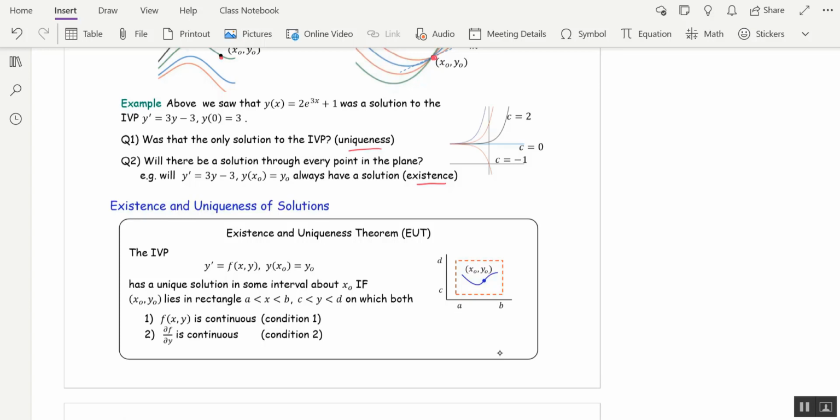And the conditions are, the function f has to be continuous for all x, y in a little rectangle around that point. It doesn't matter how small, it can be tiny. It actually doesn't have to be a rectangle either, it could be a circle. That's condition 1. And condition 2 is the partial of f with respect to y is also continuous in a little rectangle around the point in question. So let's see how this works.